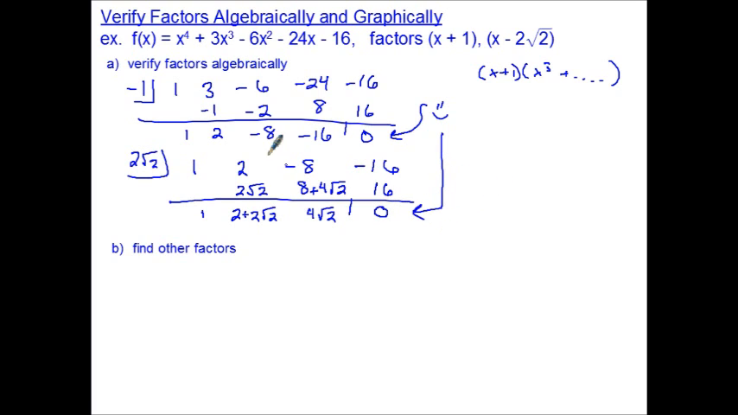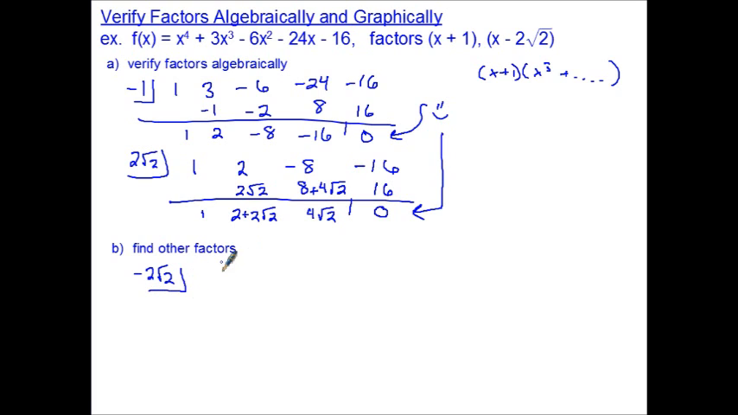Alright, so now I've verified those factors algebraically. I got a 0 remainder both times. I'm feeling good about life in general. Alright, now finding the other factors. Well again, if I've got 2 root 2 as a 0 or a factor, in whatever context we want to look at that, it means I have the opposite as true as well. Because again, that came from a quadratic formula, completing the square kind of situation, so I do have a plus or minus. So now I'm going to have my minus 2 root 2 inside my box.